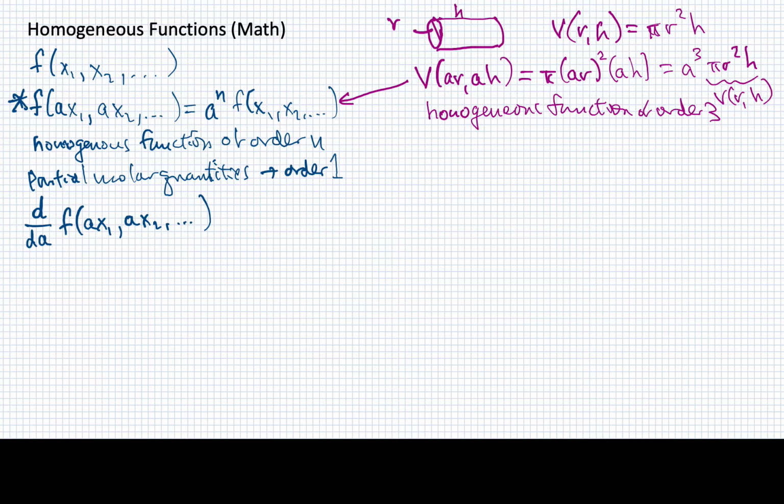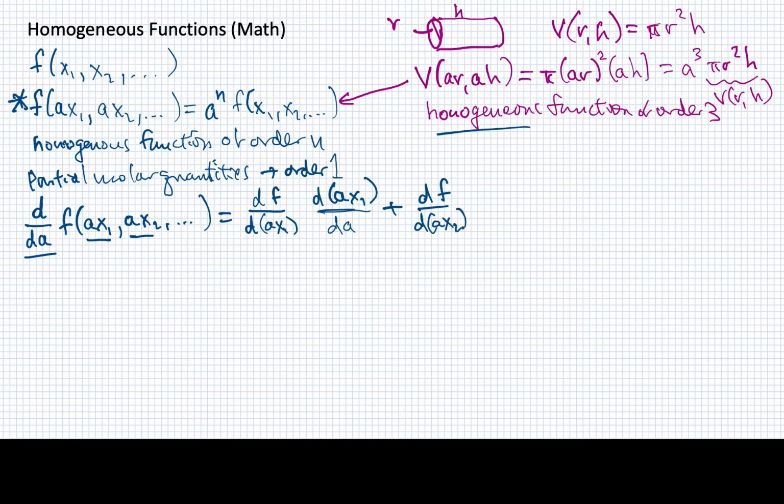Now how would I go about doing this if I were, say, doing a derivative like this for the cylindrical volume? Well, first of all, I would take the derivative with respect to each of these slots. So the derivative of f with respect to ax1, but then I need to take the derivative of ax1 with respect to a. This would end up doing part of that derivative with respect to a for the whole function. I would need to do this for each of these variables.